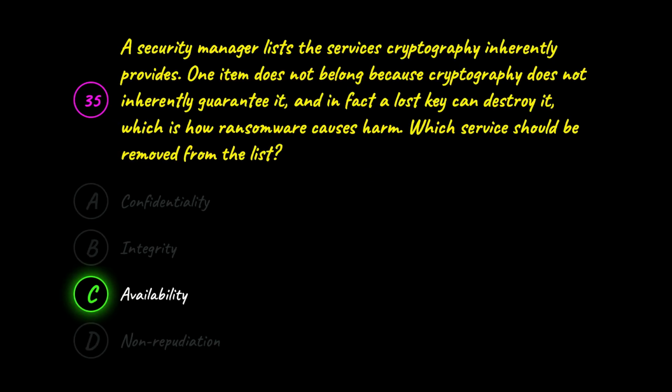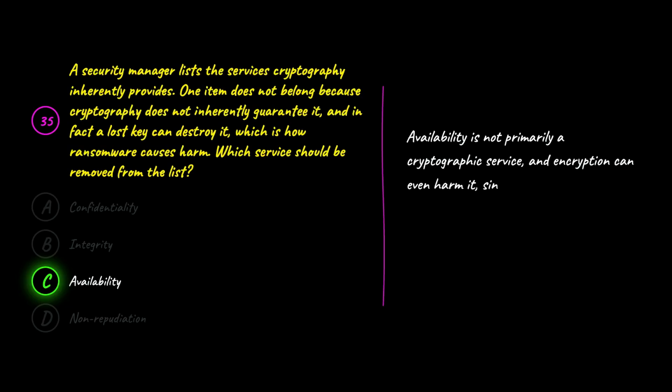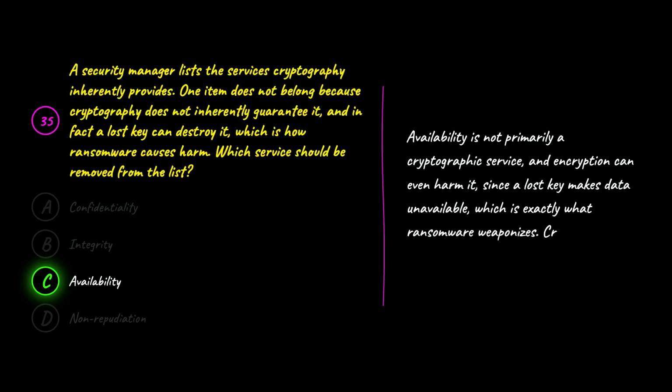The correct answer is C. Availability. C is correct because availability is not primarily a cryptographic service, and encryption can even harm it, since a lost key makes data unavailable, which is exactly what ransomware weaponizes. Cryptography serves confidentiality and integrity, and through signatures, authentication, and non-repudiation.